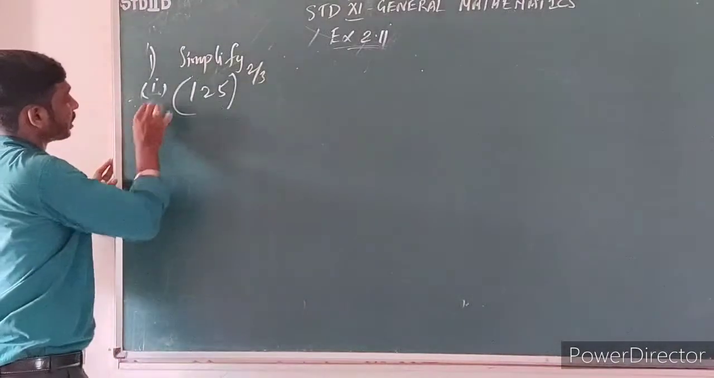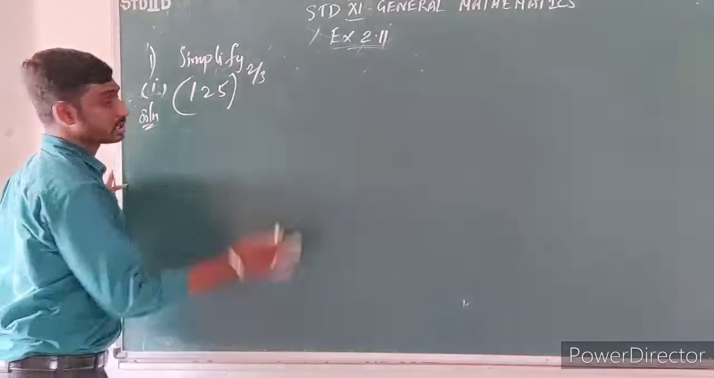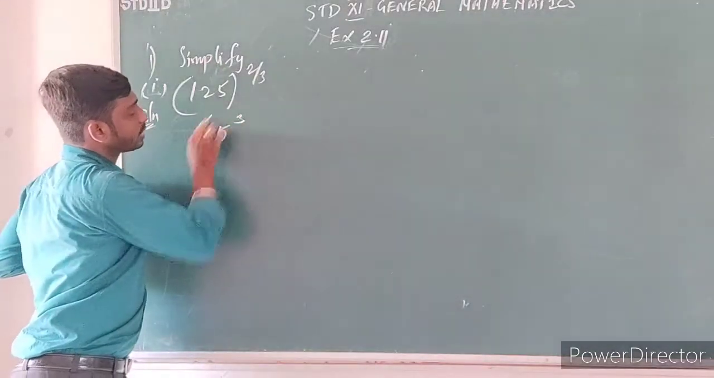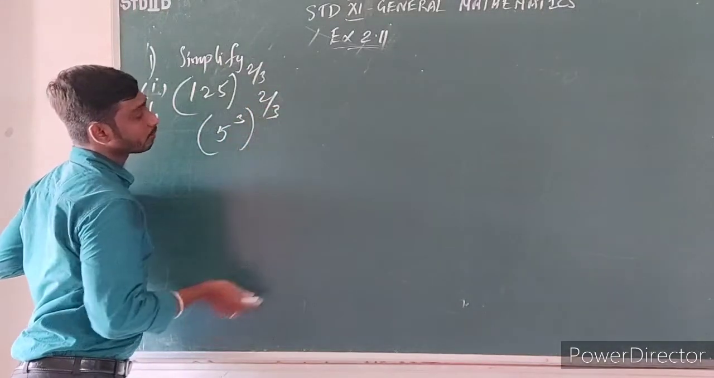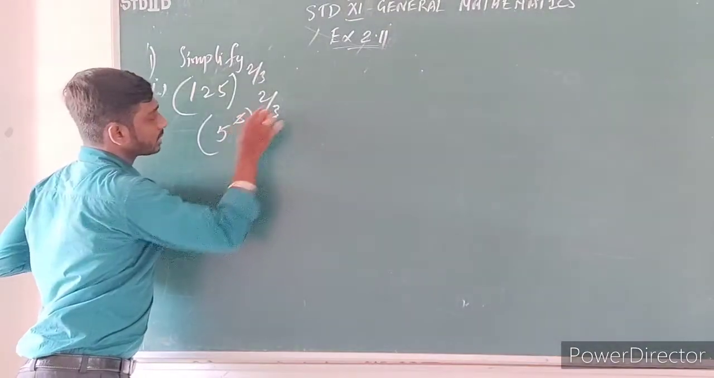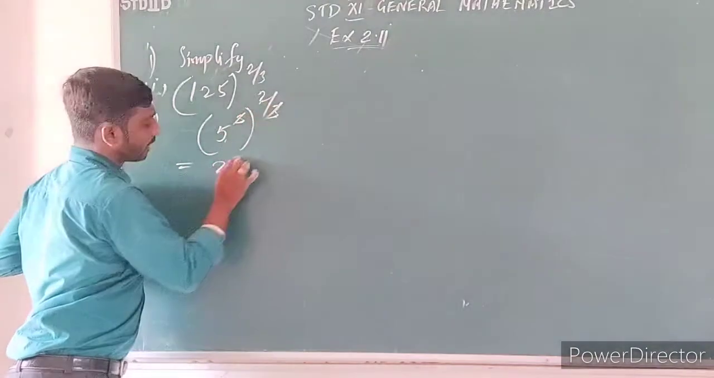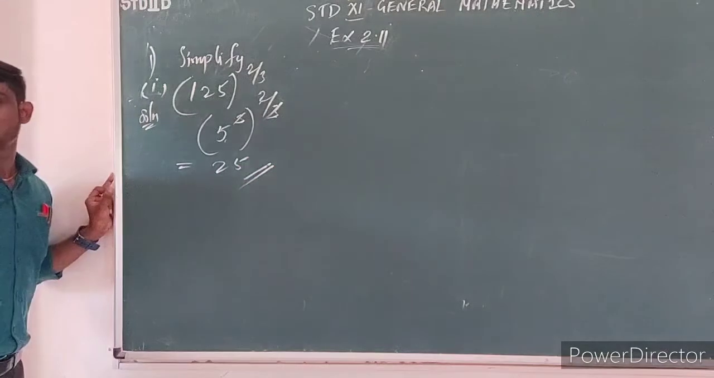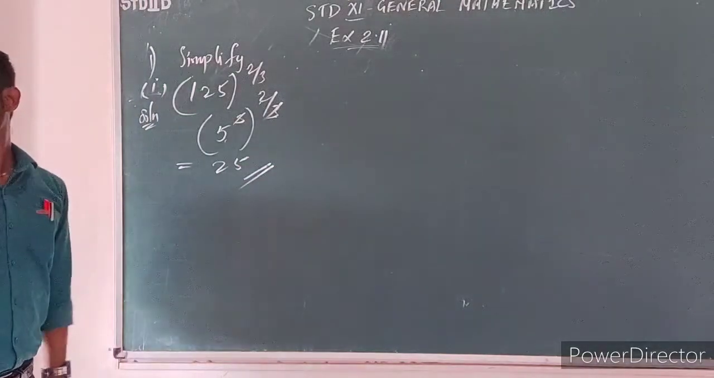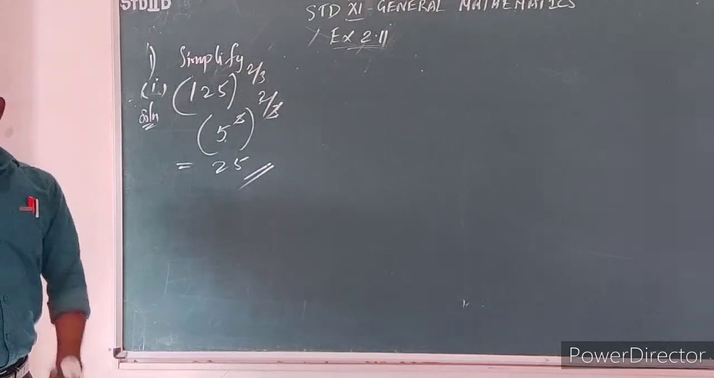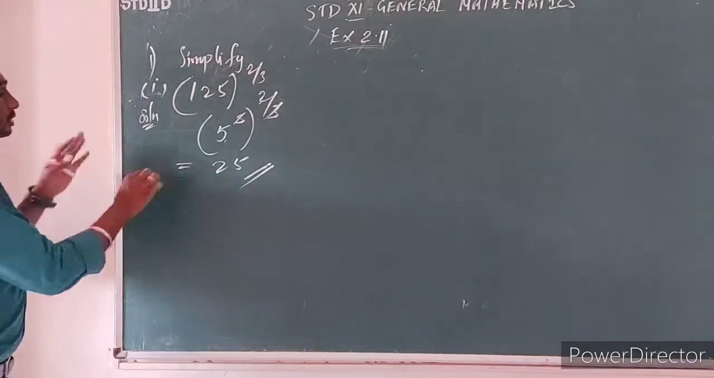How to simplify this one? It's the simplest one. First we write 5 cube, power 2 by 3. Now we cancel this one. What's the value here? 5 squared, that will be 25. So now let's solve the second one.